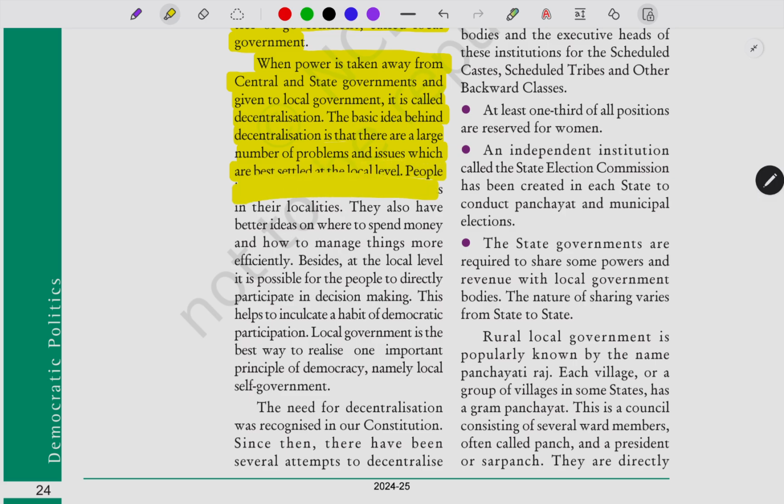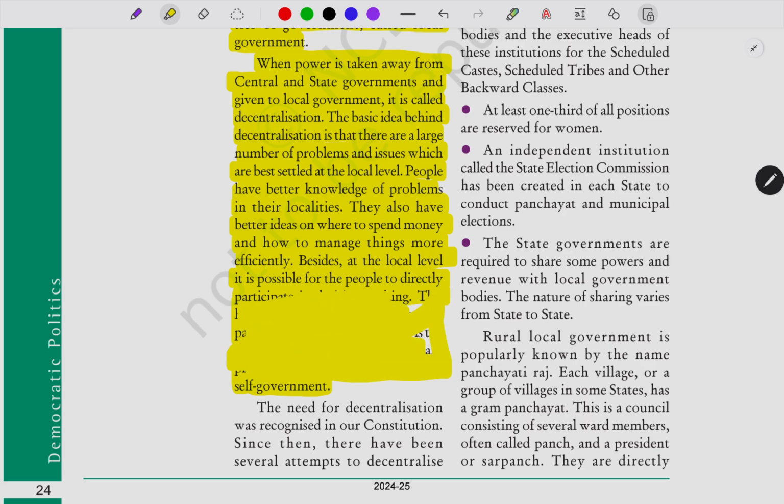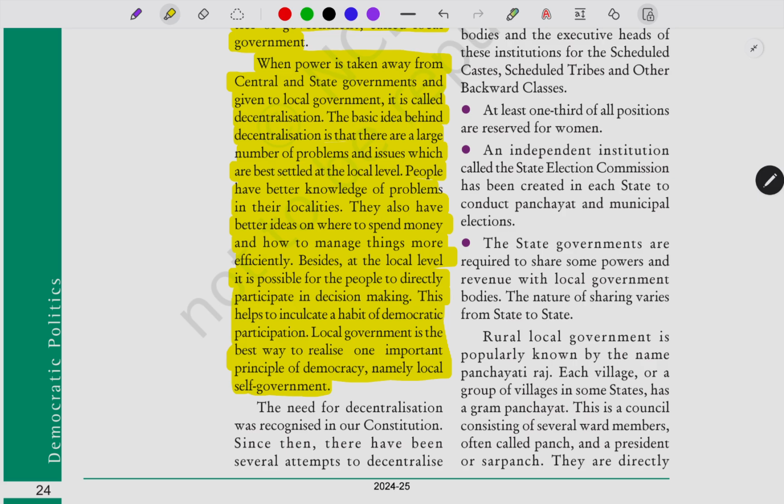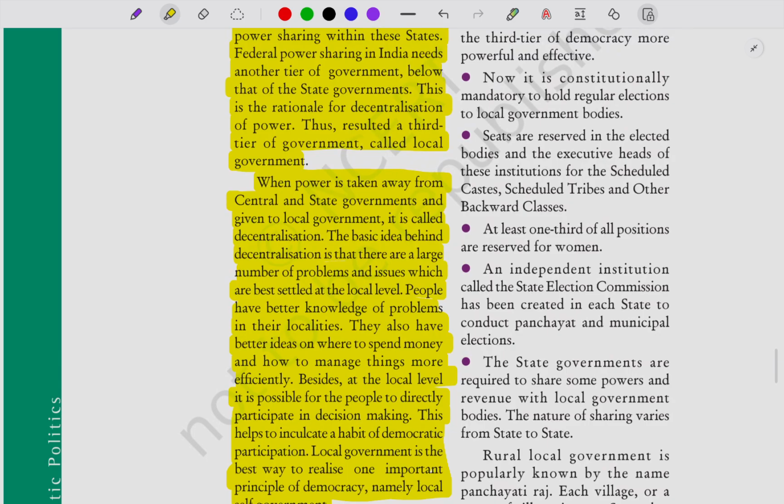People have better knowledge of the problems in their localities. They also have more efficiently. Besides the local level, it is possible to participate in decision making. This helps. Okay. This entire part is important. Okay. And the question that would come in this is, what is the idea of local government?